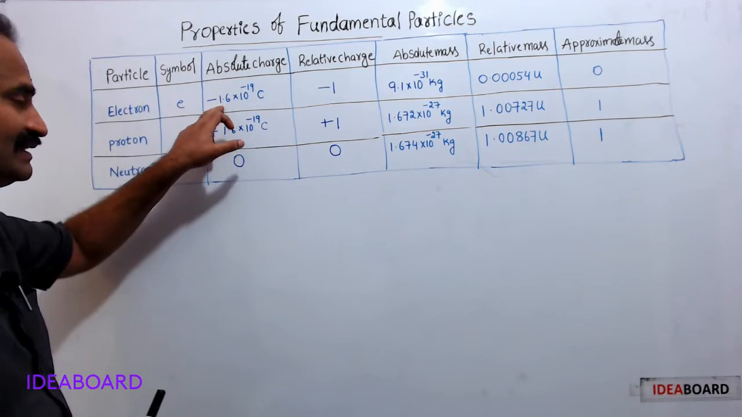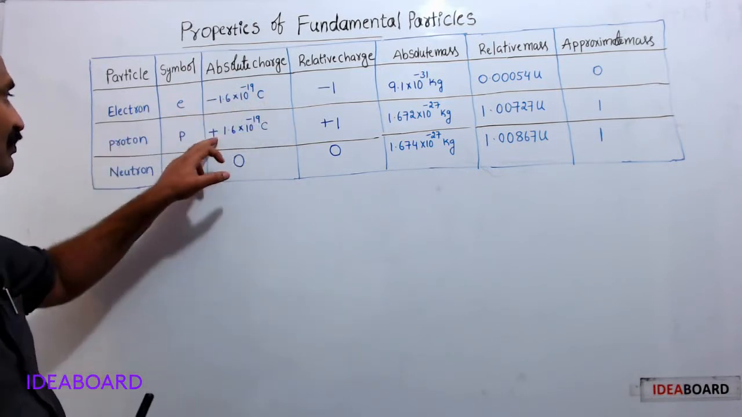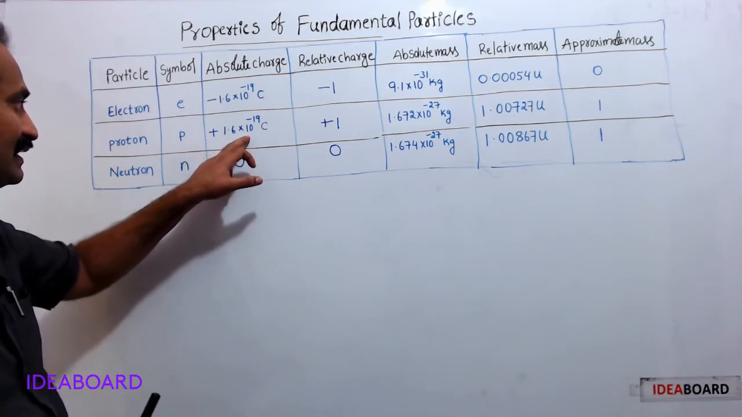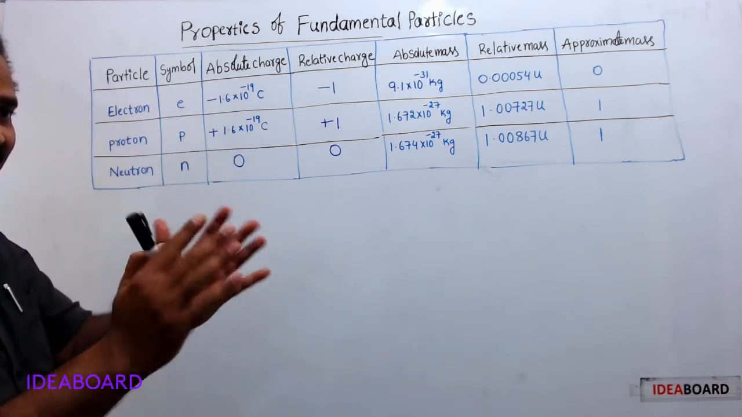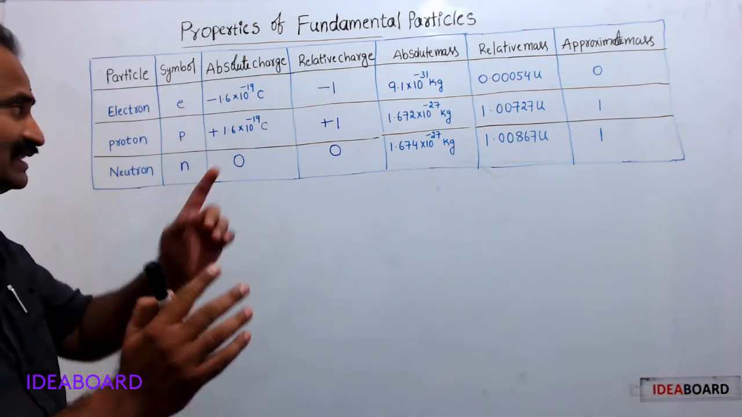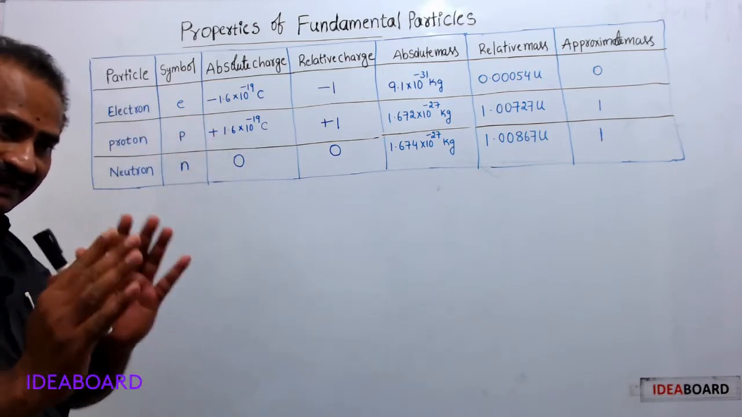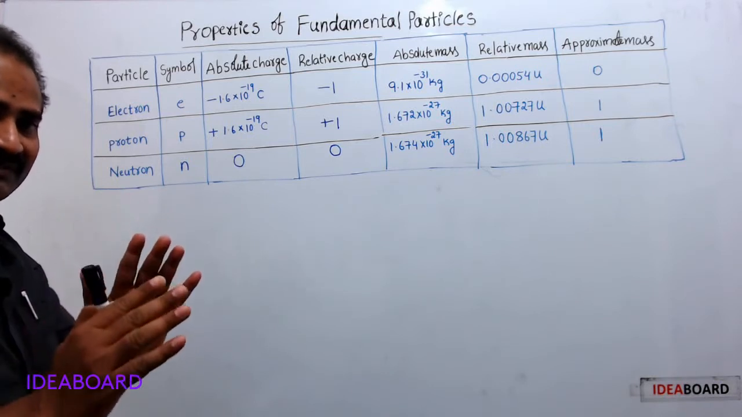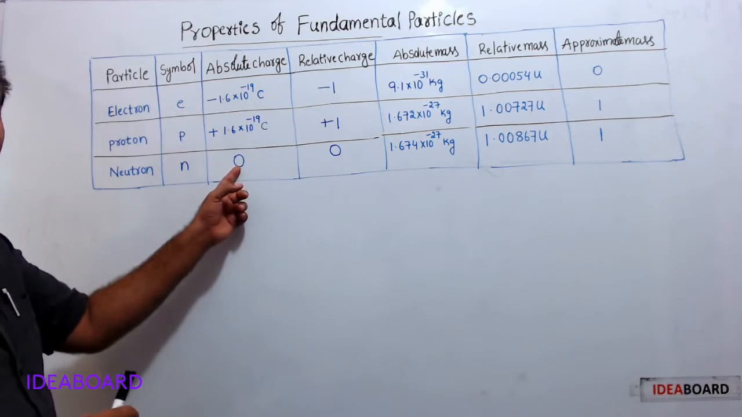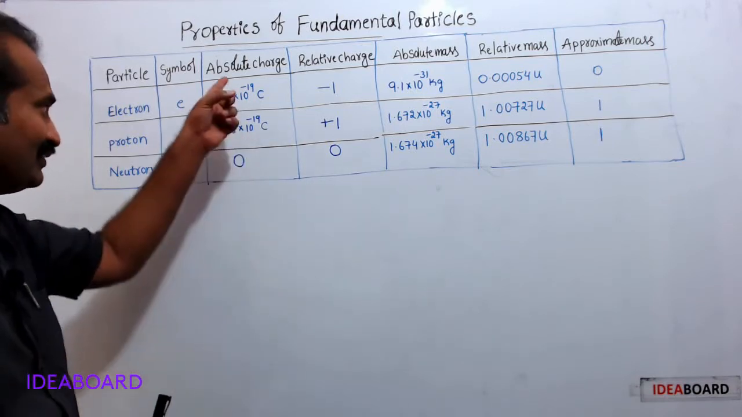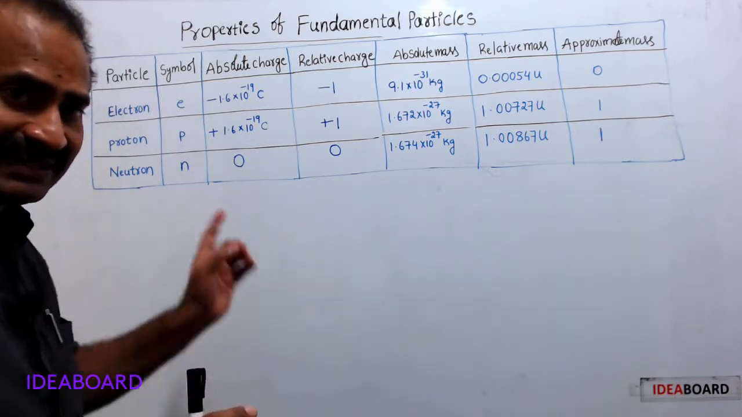Actual charge of electron is minus 1.6 into 10 power minus 19 coulombs. Proton, plus 1.6 into 10 power minus 19 coulomb. Observe these two. Electron and proton have an equal amount of charge, they just differ in sign. So electron and proton carry the same quantity of charge, but differ only in sign. Okay, neutron charge 0, a chargeless particle. Among these three fundamental particles, the particle not having any charge is the neutron.